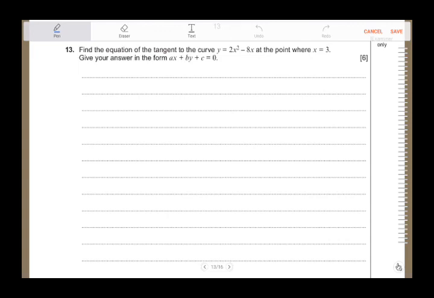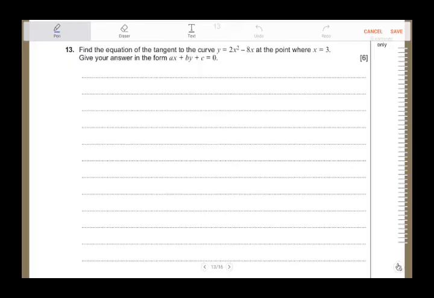Okay, this is question 13 of the WJEC Additional Maths 2015 paper. And this is about finding an equation of a tangent to a curve. And they tell you the point of contact with the tangent and the curve. And we've got to give our answer in the form ax plus by plus c equals 0, because the tangent is a straight line, and that is one way of writing the equation of a straight line.